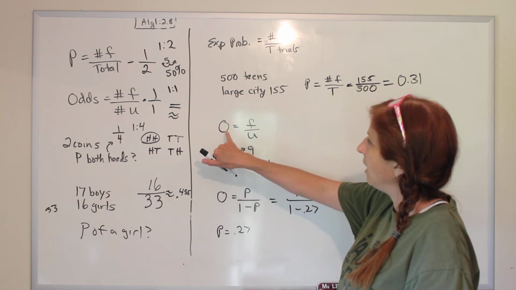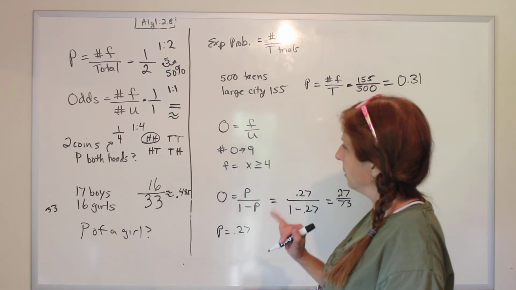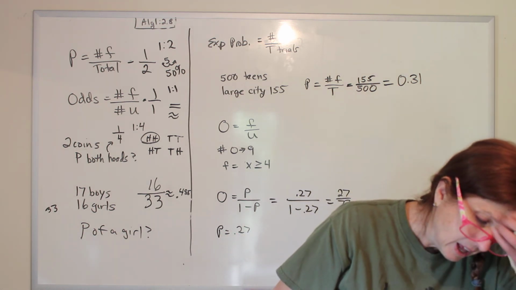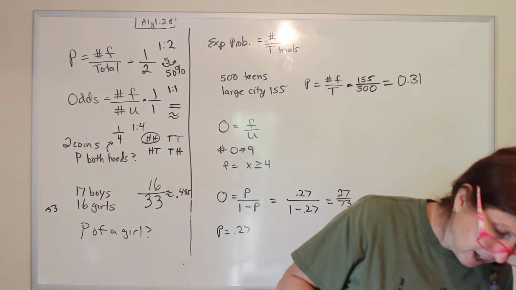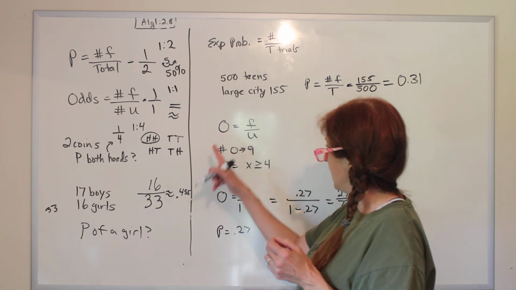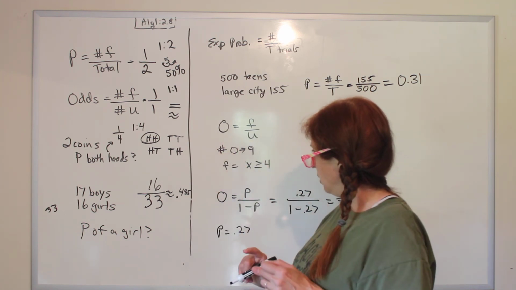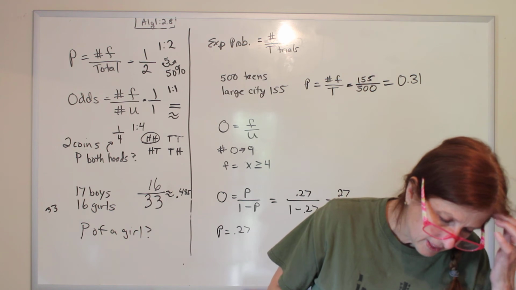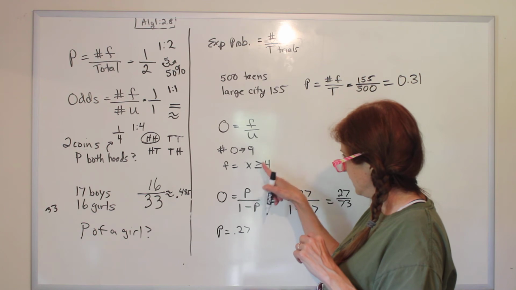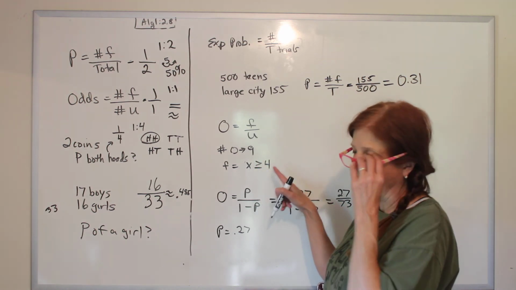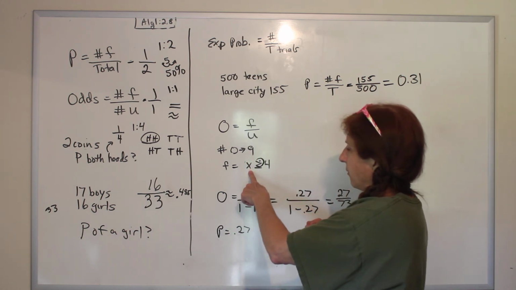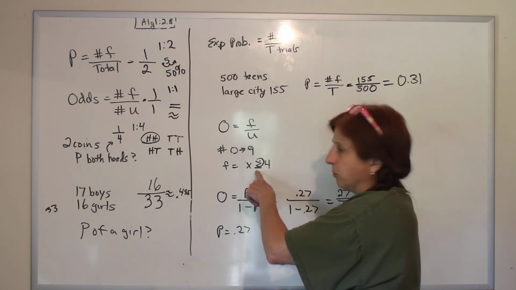All right. Odds is favorable over unfavorable. So the next example problem in the book is that you randomly choose a number from 0 to 9. What is the odds that you will choose a number that is greater than or equal to 4? That's the greater than or equal to. This is Pac-Man. He wants to eat the bigger thing, so it's x is greater than or equal to 4.